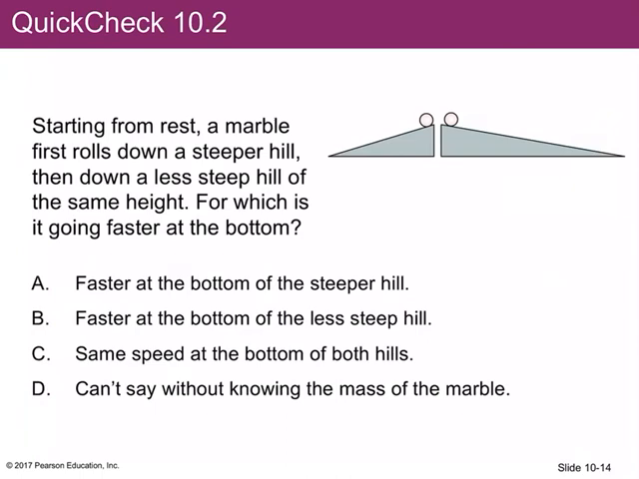Okay. So this is saying, starting from rest, a marble first rolls down a steeper hill, then down a less steep hill. Which is going faster at the bottom? And this is showing you that you can set kinetic energy equal to potential energy. Remember, kinetic and potential energy are being set up equal to each other on that longer equation, like this.